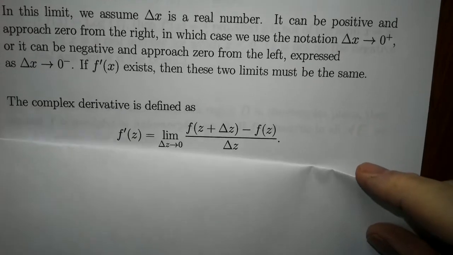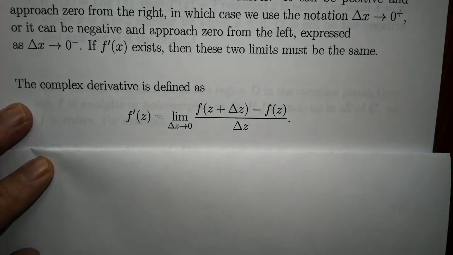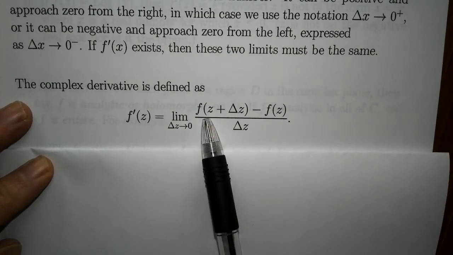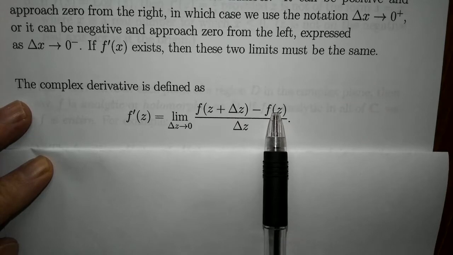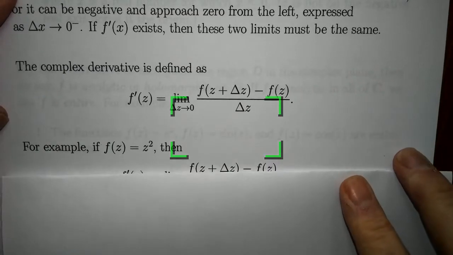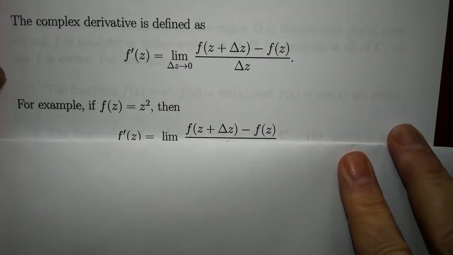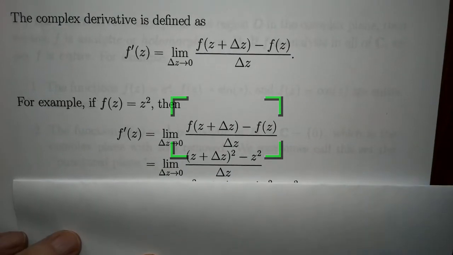Now the complex derivative is defined using the same limit notation. f prime of z is the limit as delta z goes to 0 of f of z plus delta z minus f of z, all over delta z. Now the important thing in this definition is that delta z is a complex number.